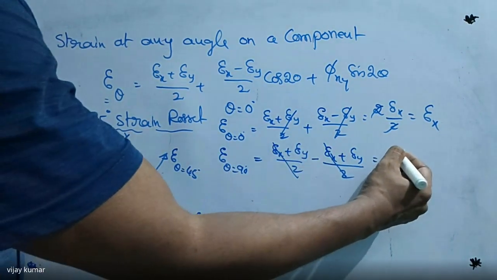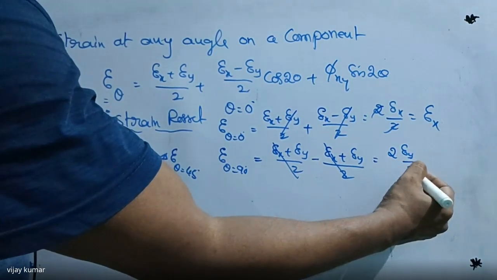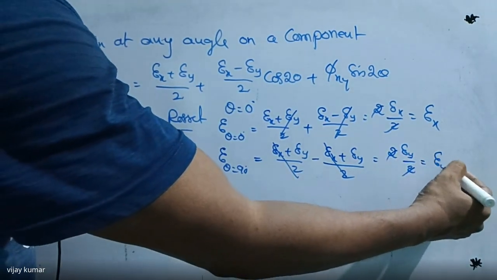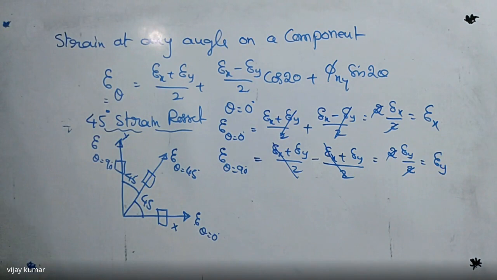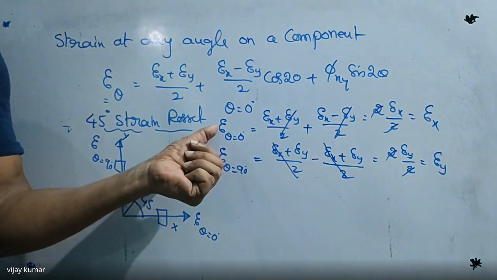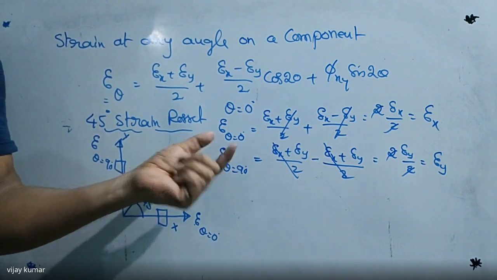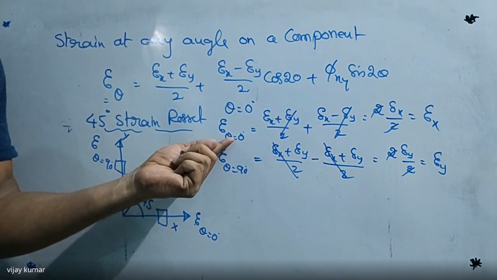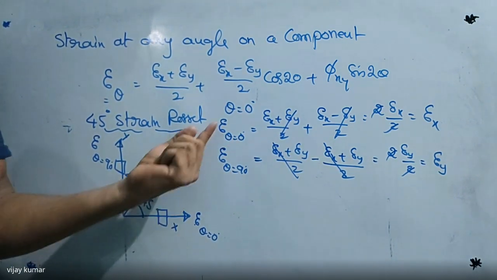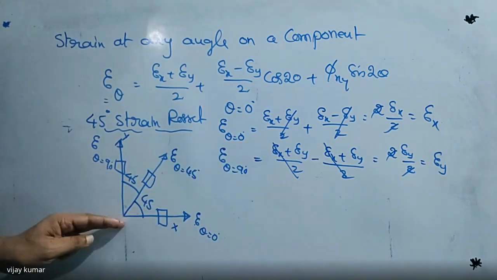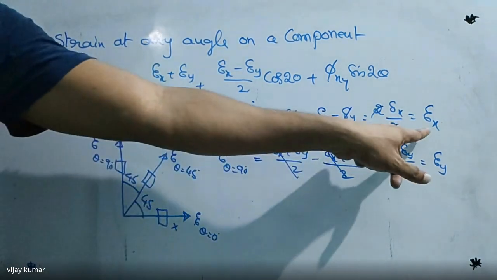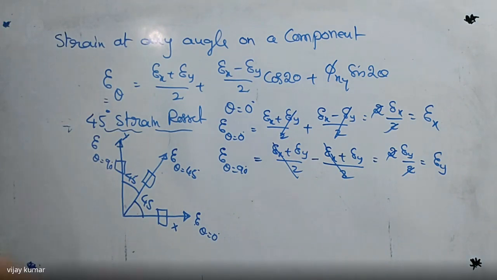We are getting here 2 epsilon y divided by 2, both are cancelled. We are getting epsilon y. Did you get my point? So we are getting epsilon y. So this is the value of strain at which angle now? At which angle of the strain gauge? At 0 angle of the strain gauge. That is nothing but along the x-axis. So what is the value? Epsilon x. I can find it by using the theta value.